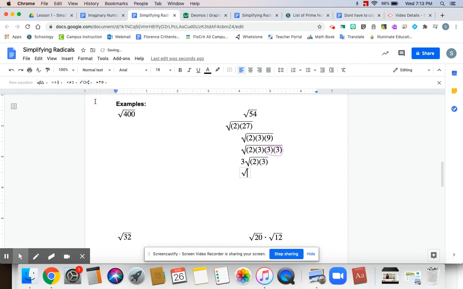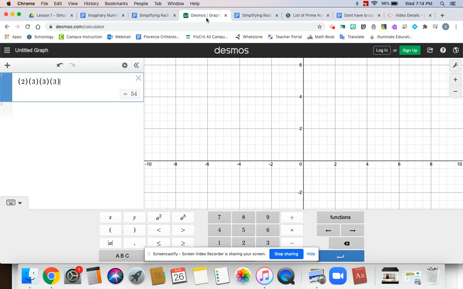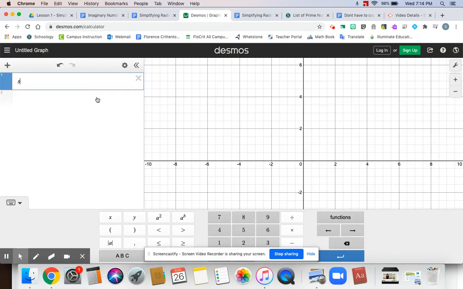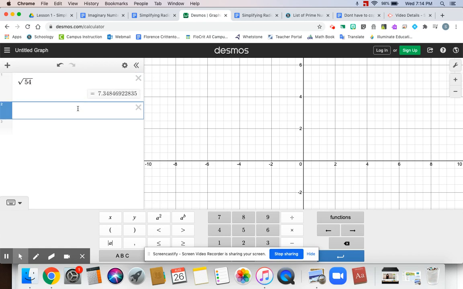So the answer to this one, 3 goes in front, and then on the inside is the square root of 6. What that means is the square root of 54 is the exact same thing as 3 root 6 when I've simplified the radical. So to check it in Desmos, the square root of 54, according to our math, is the same thing as 3 square root 6.